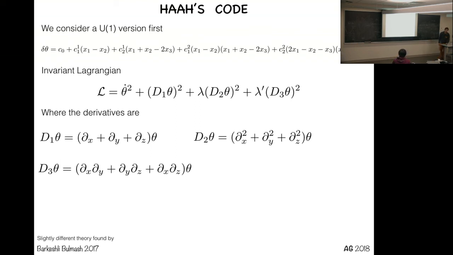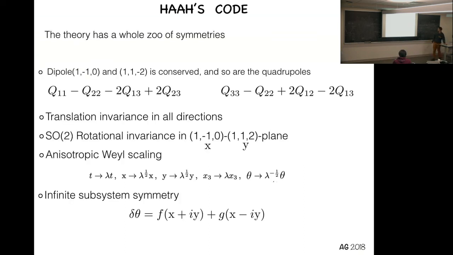Okay. So you can play the same game to get to the Haah code. Now this is the polynomial. It's more or less obvious because you choose this one. You get, so these are the components of quadrupole moment that are conserved. These are the components of dipole moment that are conserved.